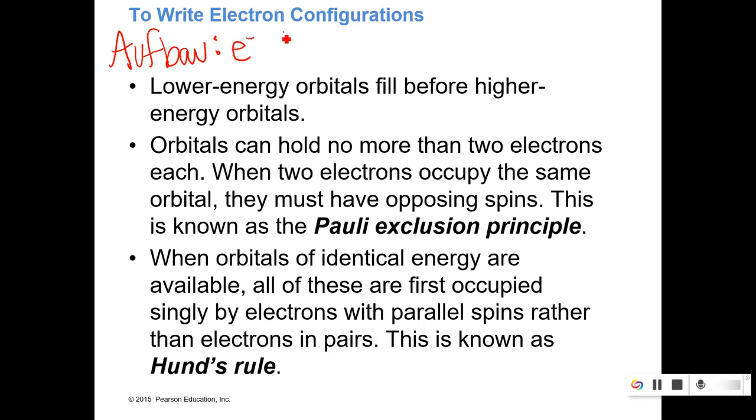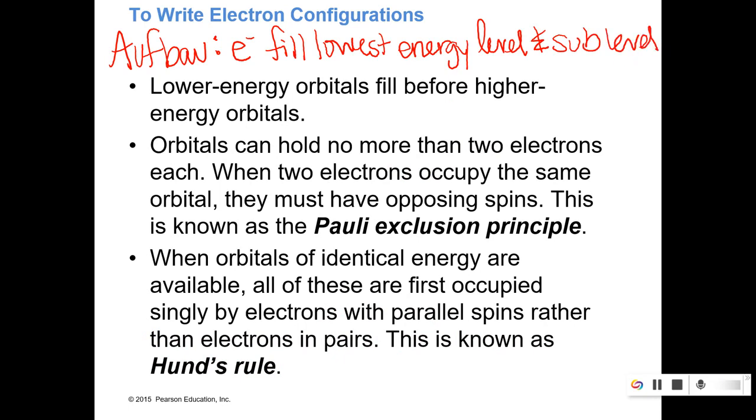This is the third rule. Electrons fill the lowest energy level before moving on to the next one. So this is where that diagonal rule comes in: 1s and then 2s and then 2p. You do just kind of go across the periodic table, which is very useful. Electrons fill the lowest energy level and the sublevels before they move on to the next energy level.